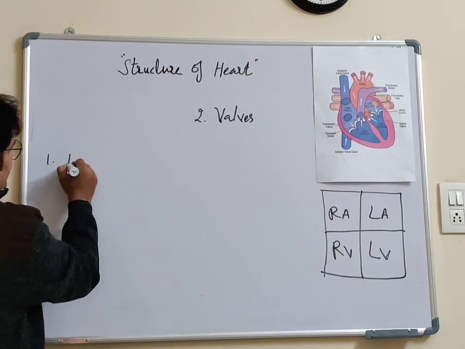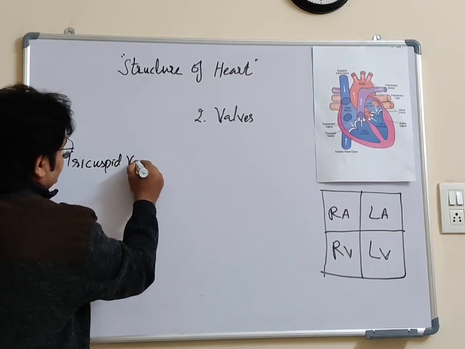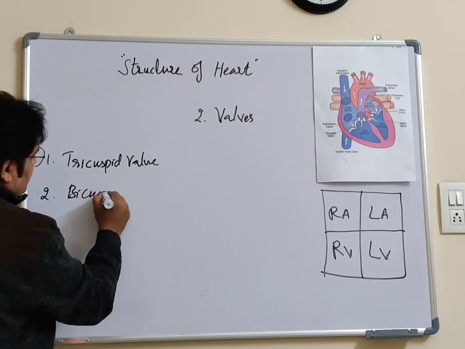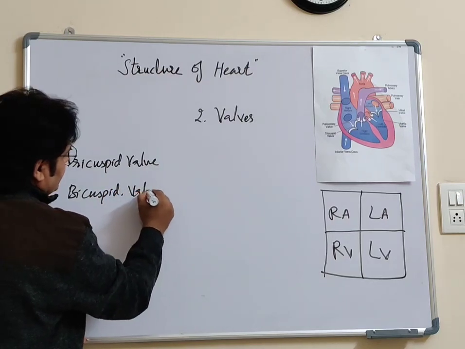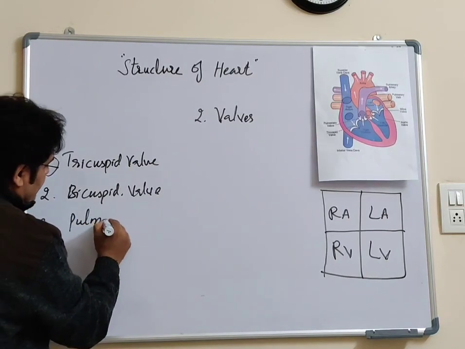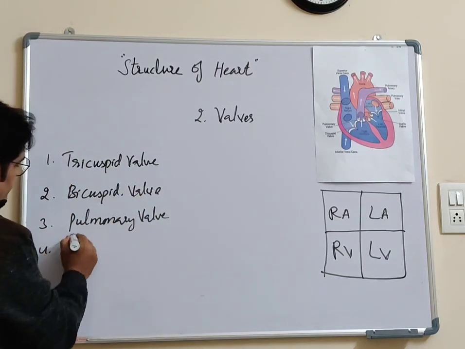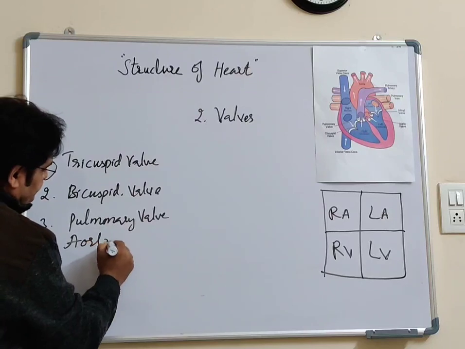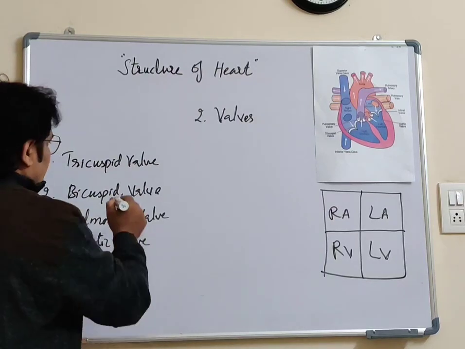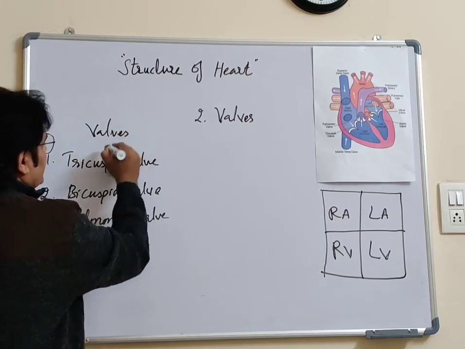The first one is called the tricuspid valve. The second one is called the bicuspid valve. The third one is called the pulmonary valve. And the fourth one is called the aortic valve. These are the valves. Clear? Now, where are these valves present? These are the names of the 4 valves. Where they are present?